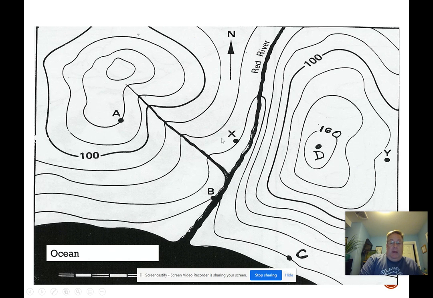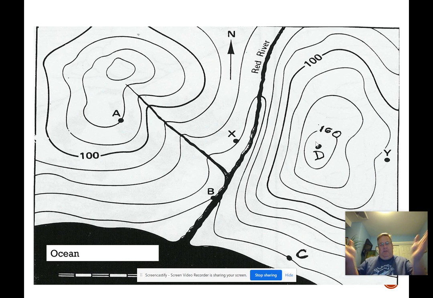Now, if I asked you where is the steepest part of this map, you'd want to tell me somewhere over here because you can see the lines are close together. So if I were picturing this, there's obviously 2 hills, with a river in between.